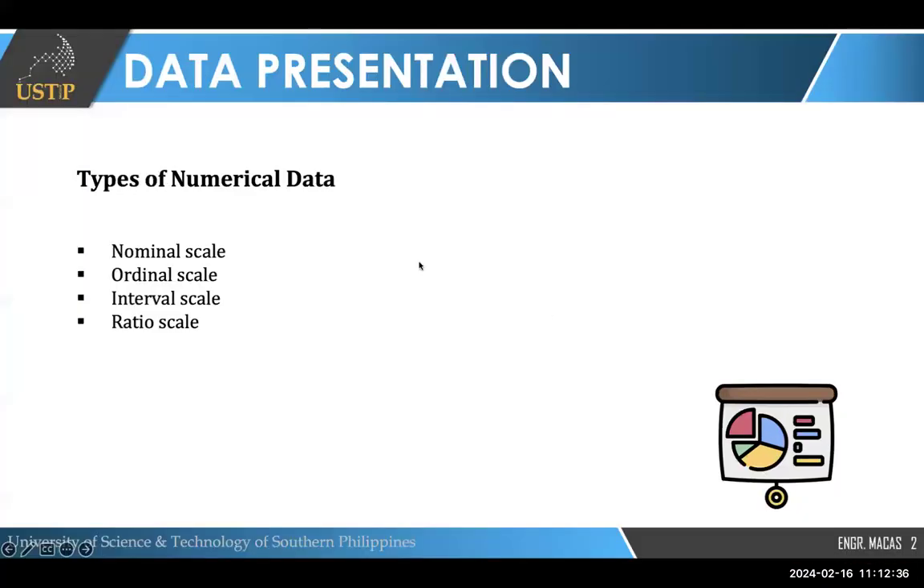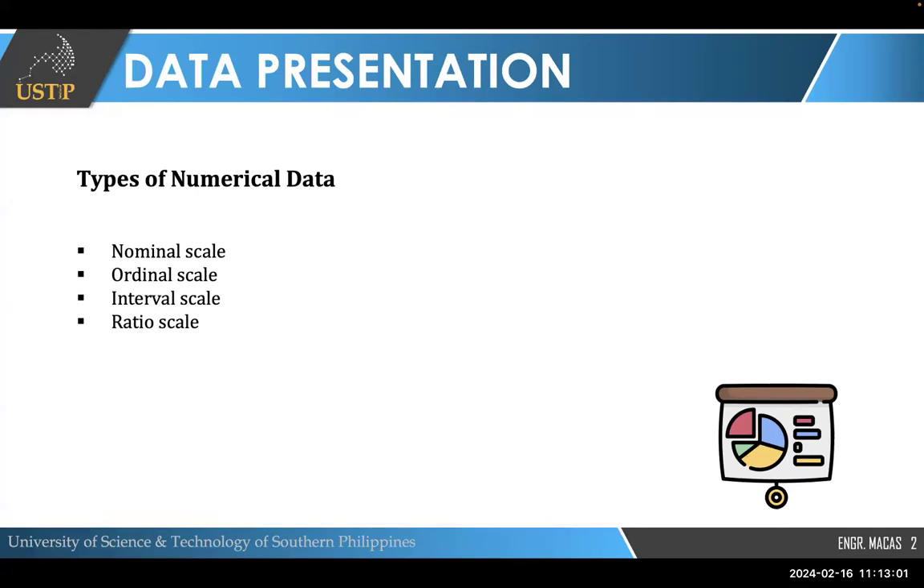Okay, let's discuss data presentation. Last time we discussed data collection. How do we collect data? It could be from surveys, questionnaires, and whatnot. After you collect the data, the next step is to present the data. How do you present it? Through tables, through graphs. But before that, we must know what kind of data we are dealing with.